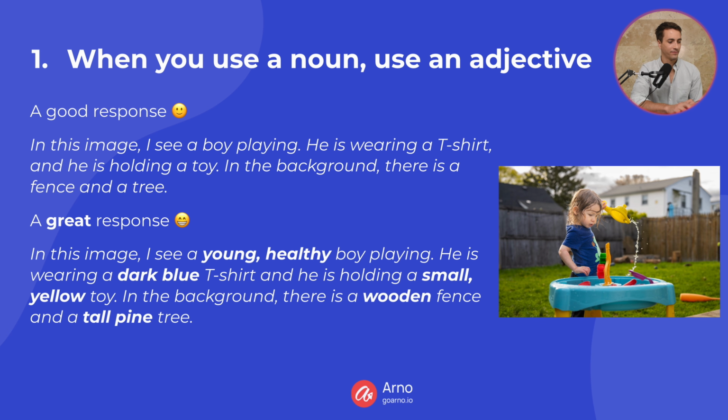Here's what I mean. In this image, I see a young, healthy boy playing. He is wearing a dark blue t-shirt, and he is holding a small yellow toy. In the background, there is a wooden fence and a tall pine tree. Just by including some adjectives with my nouns, I added a lot of advanced vocabulary and I added great depth to my response. And all of those adjectives are going to add 15, maybe 20 points to my score.